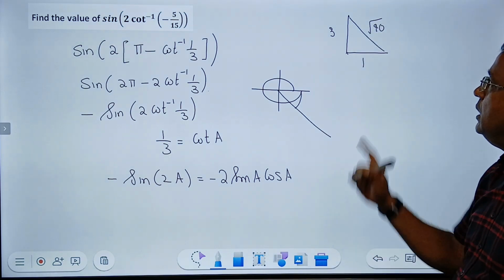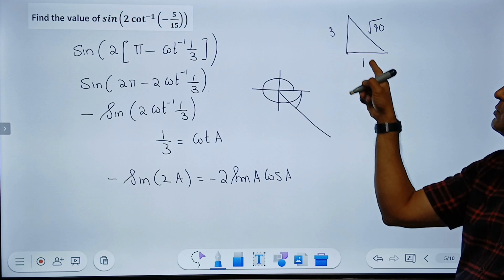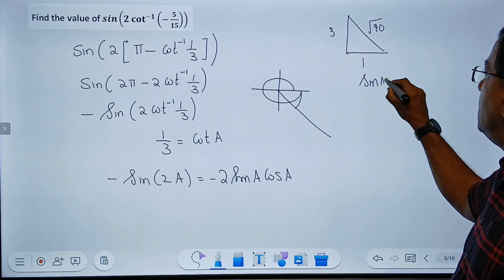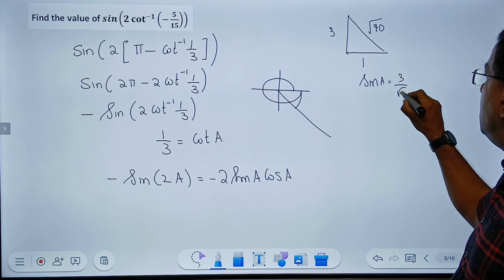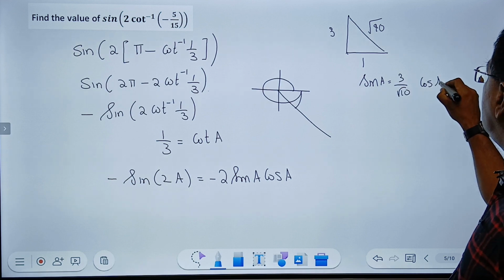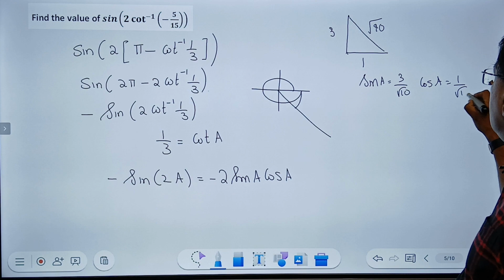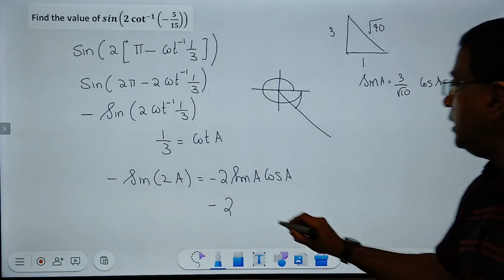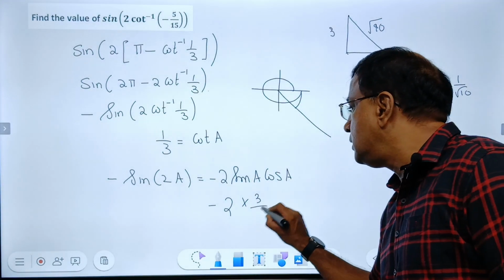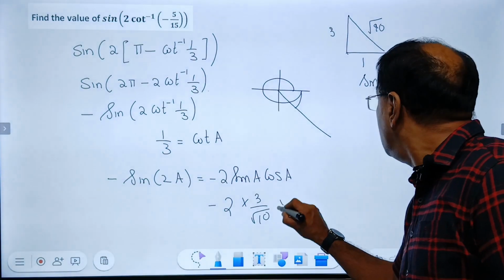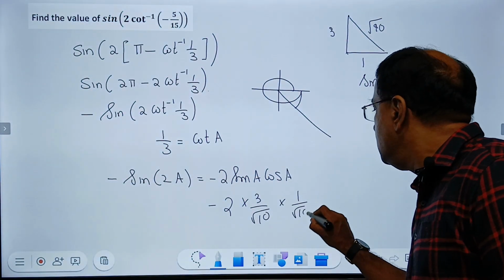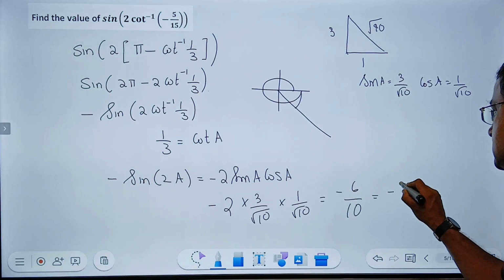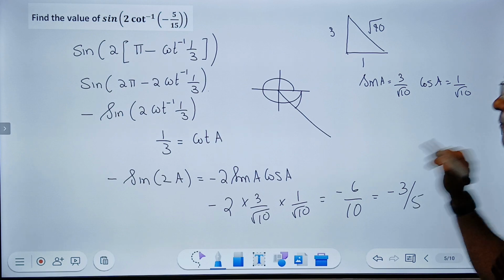Why is it root 10? Pythagoras: 9 square plus 1 square, root 10. So what is sine A from this? It will be 3 by root 10 and cos A will be 1 by root 10. Substitute here. Minus 2. What is sine A? 3 by root 10. What is cos A? 1 by root 10. So the answer is minus 6 by 10. So it is minus 3 by 5.